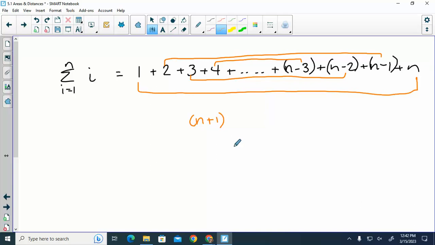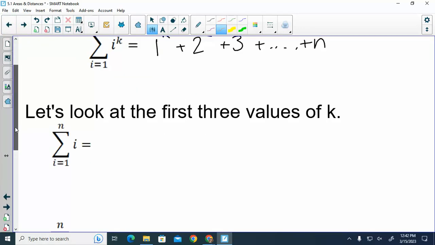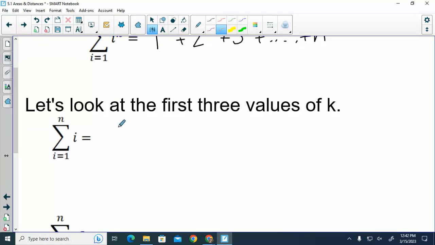Okay, so the question is, how many times do we get that? So how many terms did we have in our list? N. But then we had to divide that by 2, because we put them in pairs of 2, right? So we have n over 2 times. So the actual formula for adding up powers of i is n times n plus 1 over 2, if you're just adding up something to the first power.